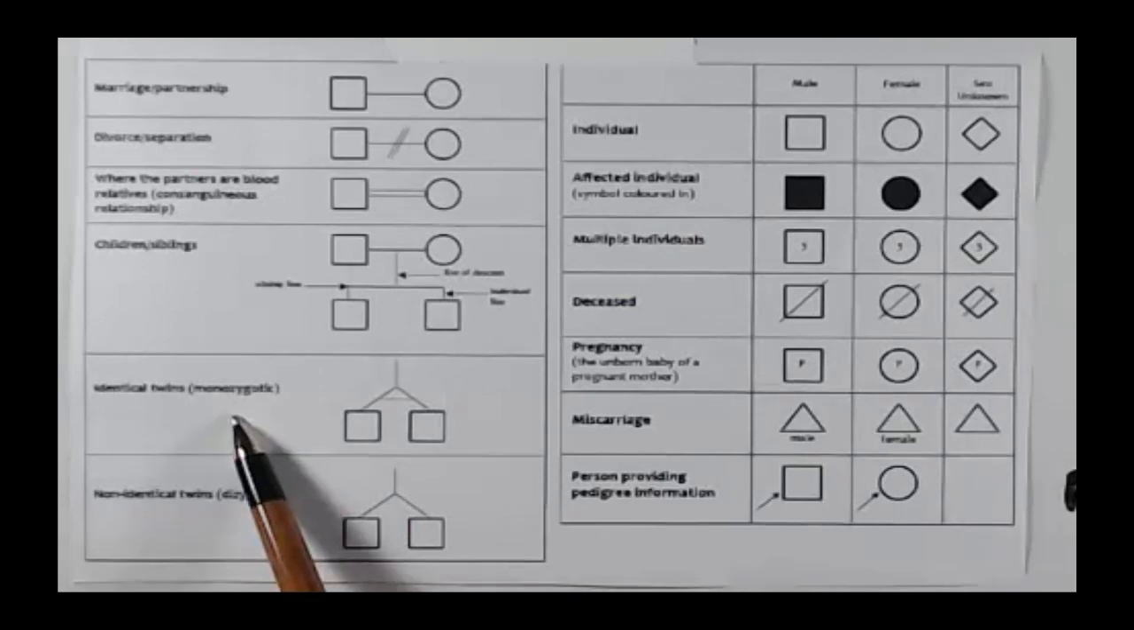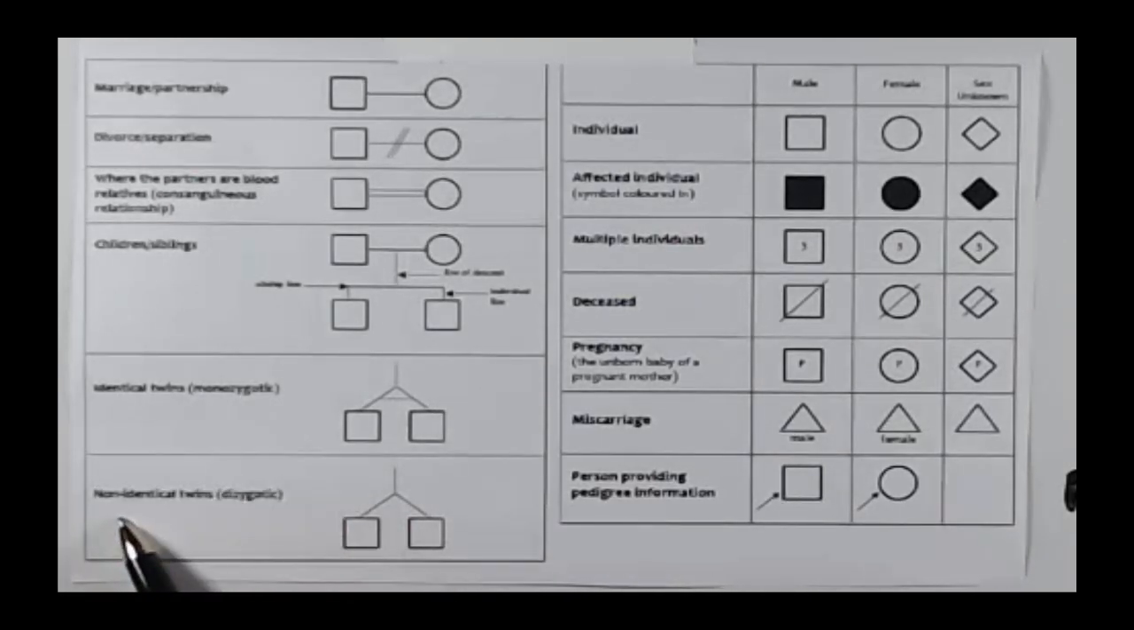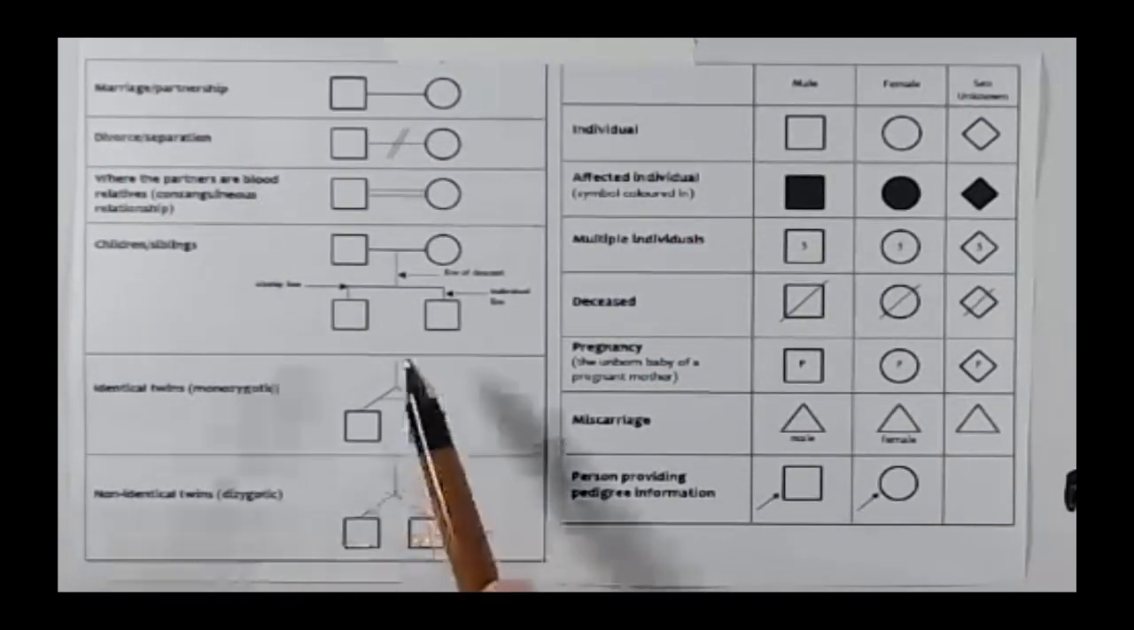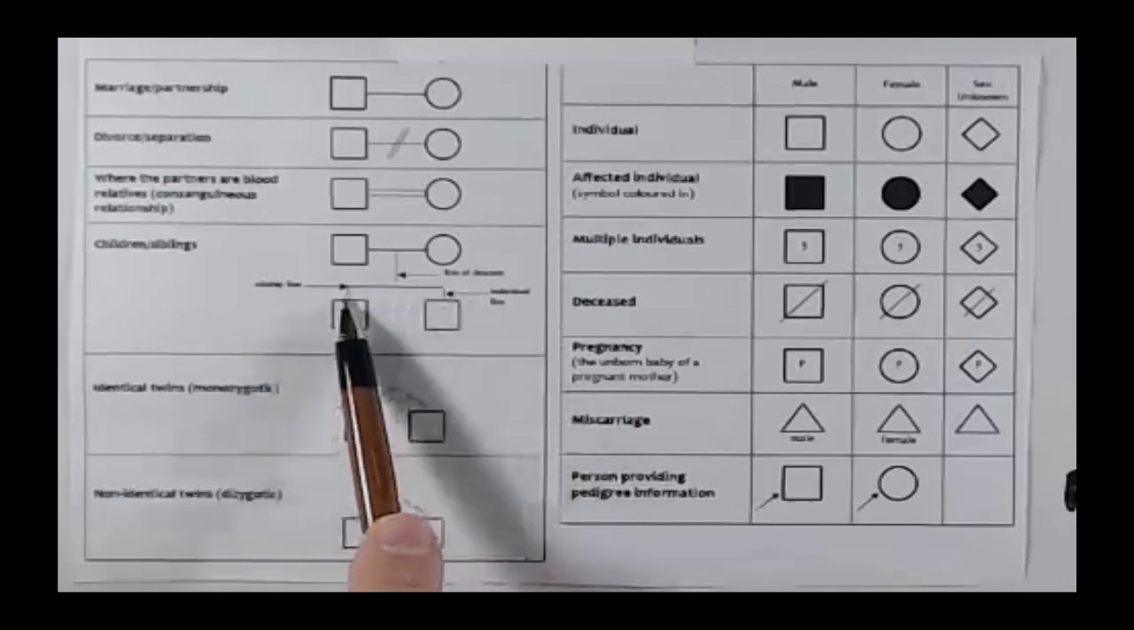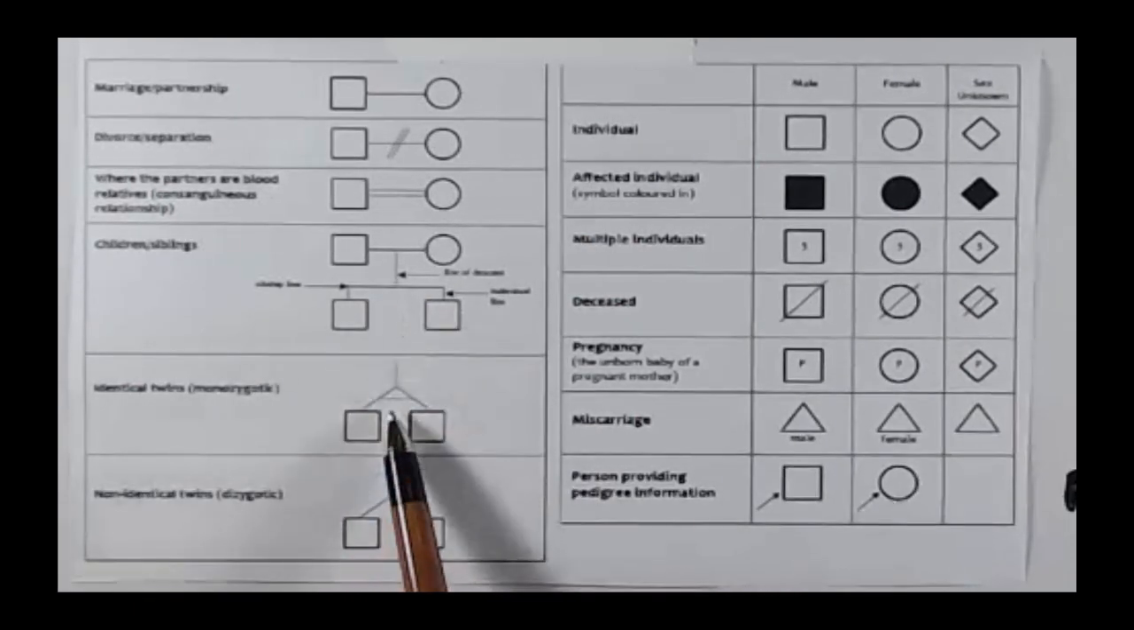Now, we may see these symbols here showing identical twins, monozygotic, or non-identical twins, dizygotic, or fraternal, you may refer to them as. And that is when you draw this line down, instead of drawing a horizontal line like this, you draw diagonal lines like so for twins, and if they are identical, you connect them with that line. And there's no connecting line here if they are non-identical twins.